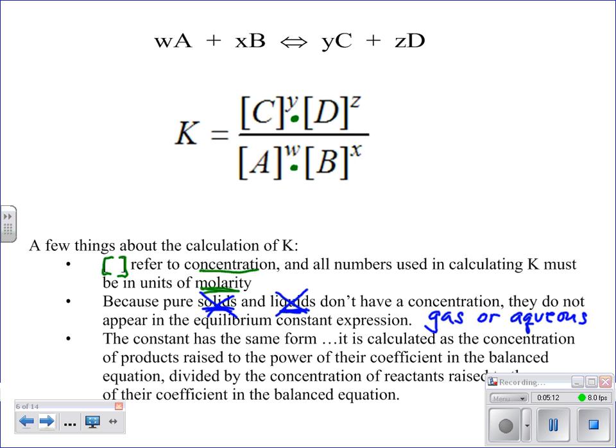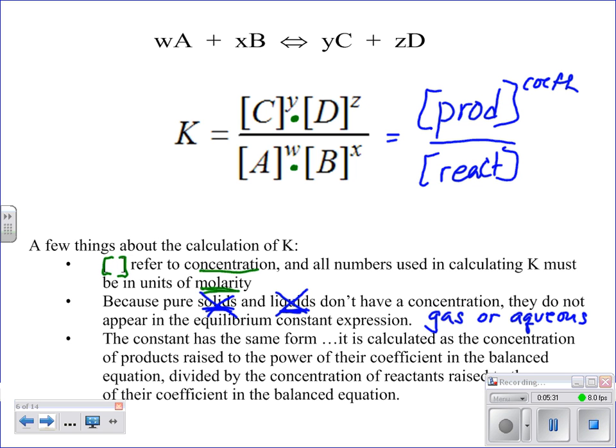And let's see, reading this last one, it's just going through how you go about the formula there. Again, it's your products, the concentration of your products raised to the power of their coefficients, divided by the concentration of your reactants raised to the power of their coefficients.